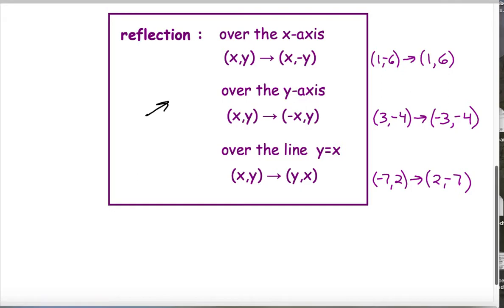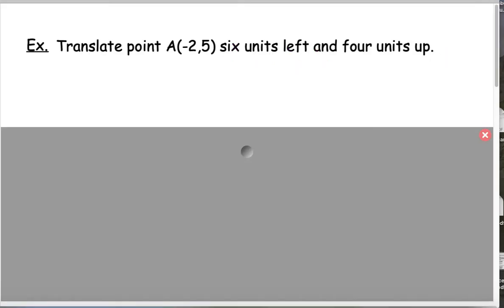Now, you can still do these by drawing a graph if that's easier for you. But these rules make it a little quicker if you don't have a graph available. So let's try some practice problems. Translate the point A, negative 2, 5, 6 units to the left, 4 units up. So this is a translation. And 6 units left, that's the x direction, left or right. 6 to the left means we're subtracting 6 from our x number.